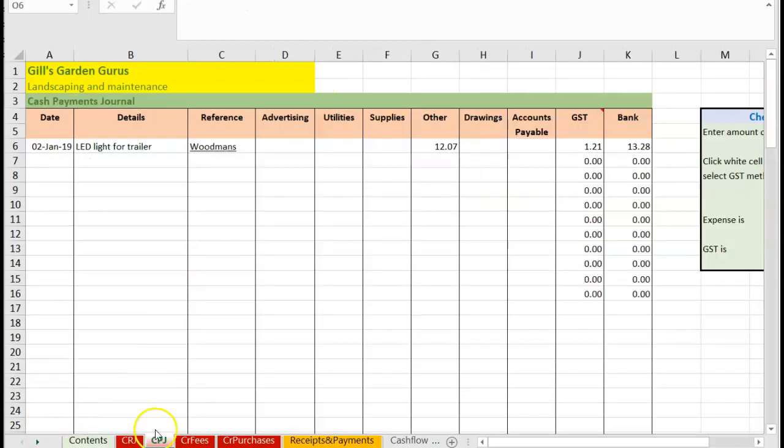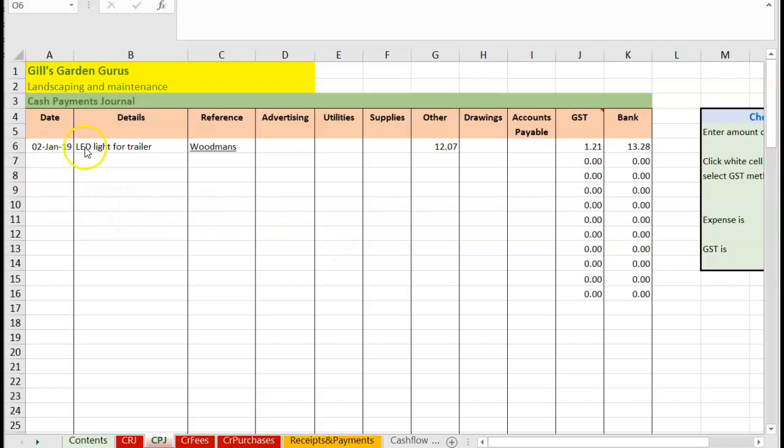Okay, so here's our cash payments journal. Same as our cash receipts journal, there are entries made into the cash payments journal, but these are entries for amounts going out of our bank account, and they're entered into the cash payments journal if they immediately affect the balance of our bank account.